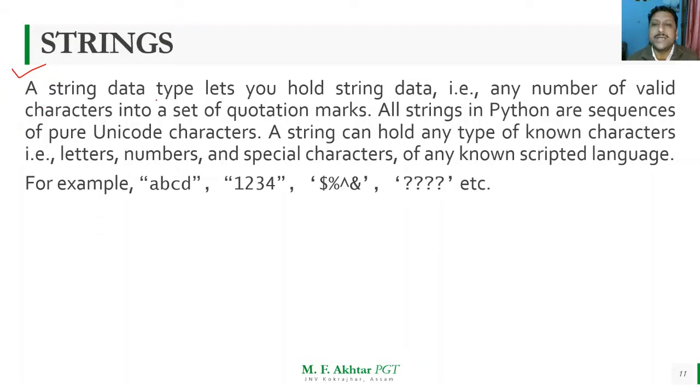A string data type lets you hold string data. String data means any number of valid characters put into a set of quotation marks. Within quotation marks we can put any value. It may be an alphabet, it may be a number, it may be a symbol. Any number we can put, and this will become a string in Python.